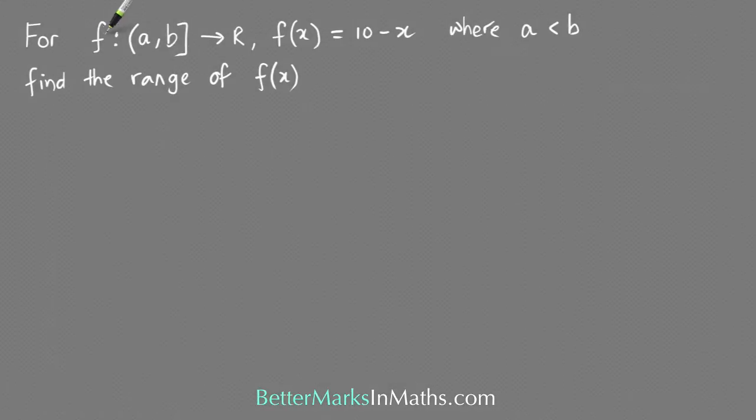In this question, f: (a, b] maps onto R, f of x is equal to 10 minus x, where a is less than b. Find the range of f of x. Where they've said a is less than b, because this is the domain, you normally have the lower number on the left and then the higher number on the right.